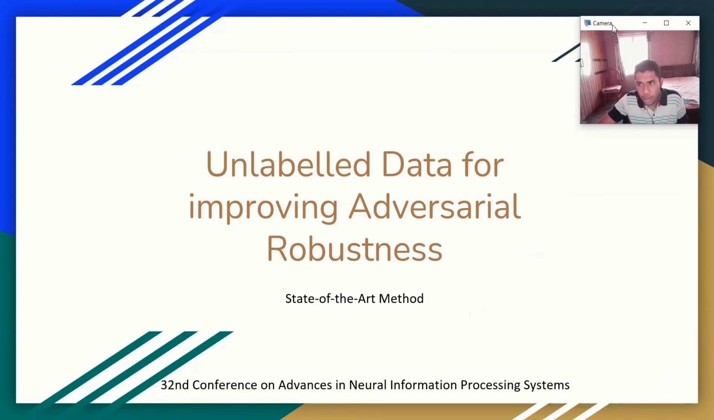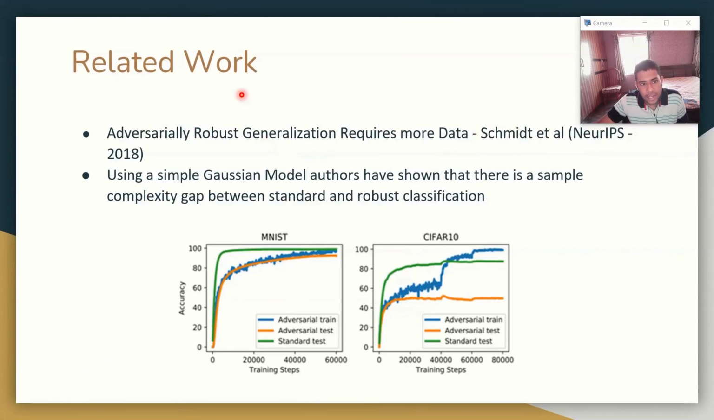So here we are going to talk about one of the state-of-the-art techniques, which is using unlabeled data for improving adversarial robustness, which was published in the 32nd NeurIPS conference. The related work for this is that there has been work which shows that adversarially robust generalization requires more data. We can see in these two graphs over here that the green line shows the standard accuracy, and the orange line shows the robust accuracy.